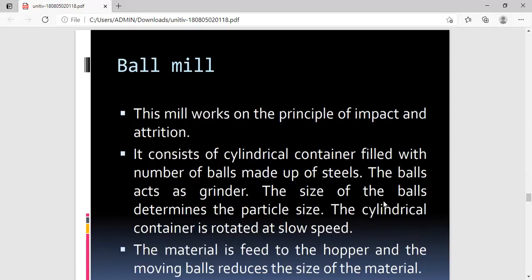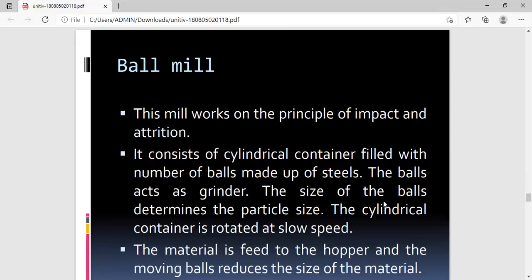Ball mill. Ball mill is used in grinding, so it is generally not used in crushing. So grinding action is mainly attrition only. This mill works on the principles of impact and attrition. So when the balls are falling due to the effect of gravity, there is impact on the floor. So the breakage happens due to the impact, and then while the balls are being rolled along the body of the material, attrition happens. So there is size reduction.